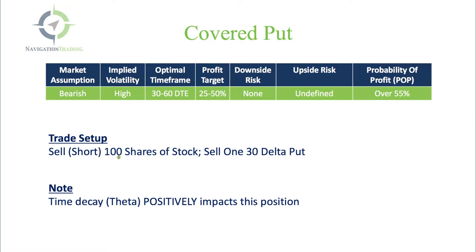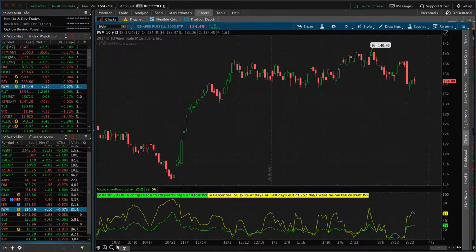So the trade setup is we're simply going to sell short 100 shares of stock, and then sell a 30 delta put against that. Time decay in this type of trade works in our favor, so it's a positive theta trade. Let's go to the platform and take a look at an example.